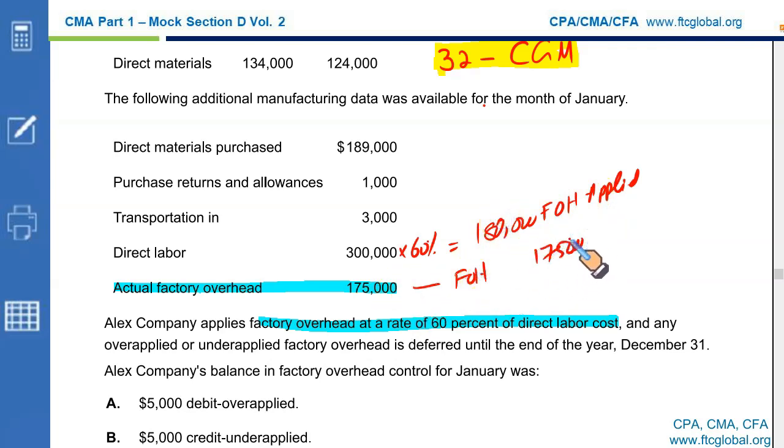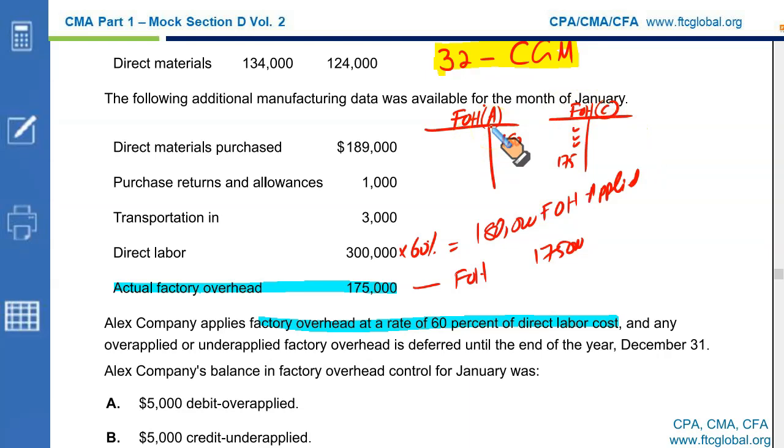There are two ways. Let me tell you how you can do it. Either you maintain two separate accounts, one for the overhead applied, other for the overhead control. All the actual expenses are listed on the debit side. All the applied come on the credit side of this account. Like here, the applied is 180 and here the actual is 175. At the end, you either transfer applied to control or control to applied. That's what we do in accounting.